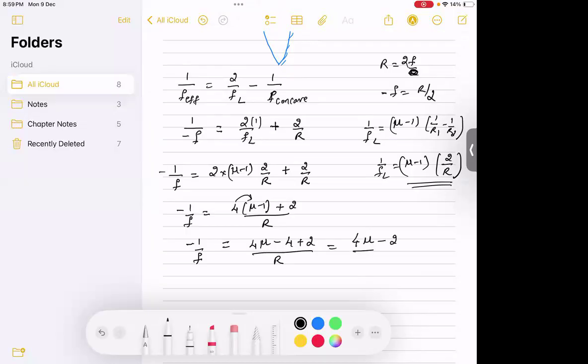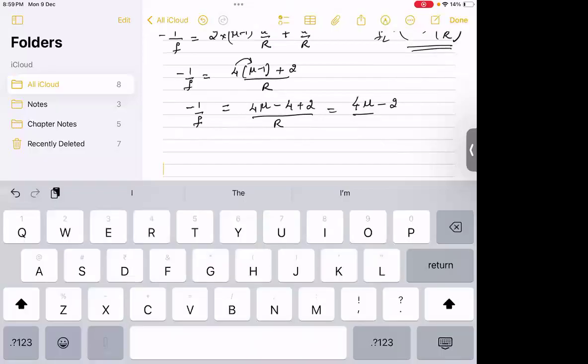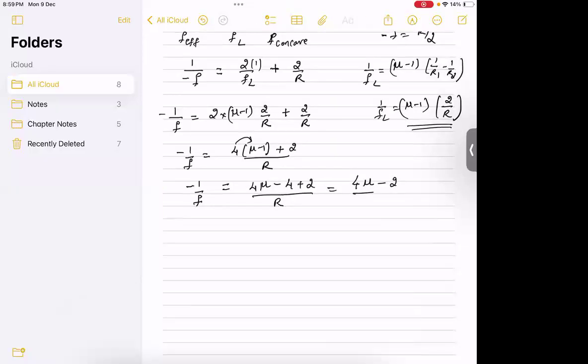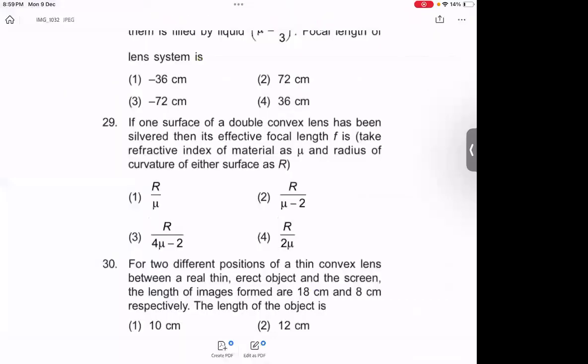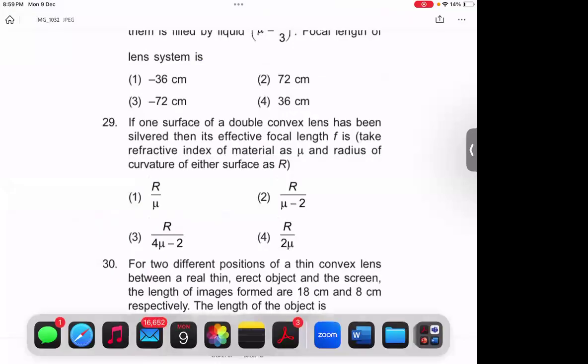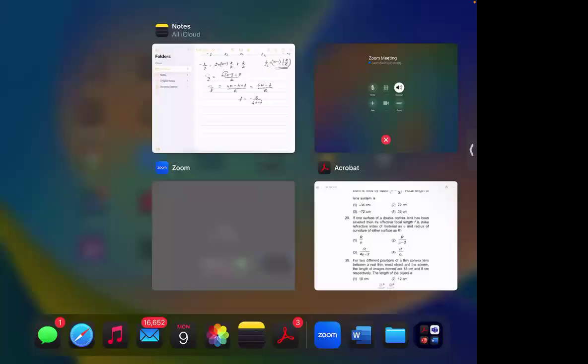So it becomes 2 minus 4 mu by r. What will be f then? It is r divided by 4 mu minus 2. Which is the right option you can see here? Option C, r divided by 4 mu minus 2. So this is the option, students.